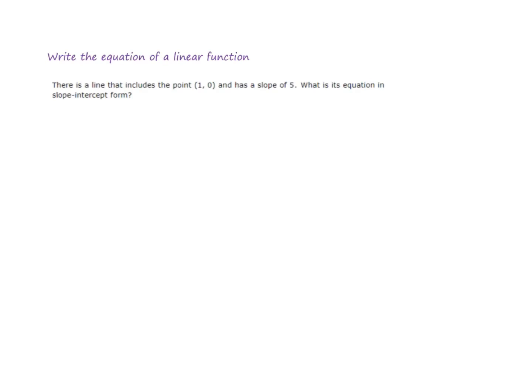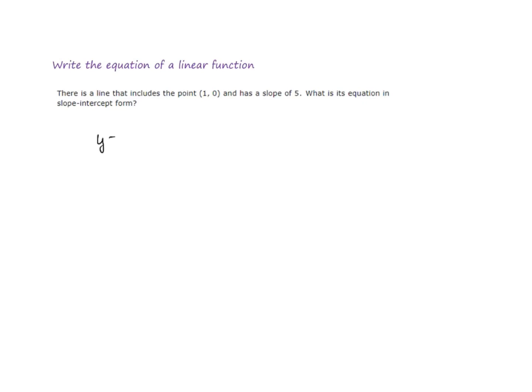Today we're talking about writing an equation of a linear function. In the past we've talked about slope-intercept, which is y equals mx plus b. That's your slope-intercept. Now we're going to discuss point slope.